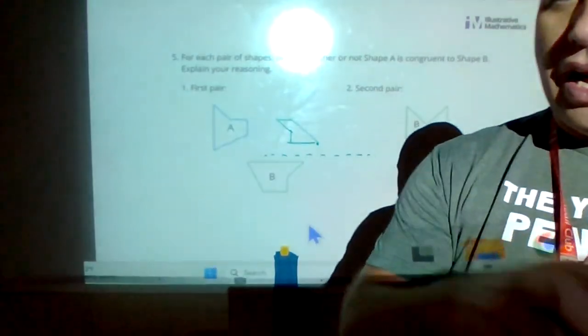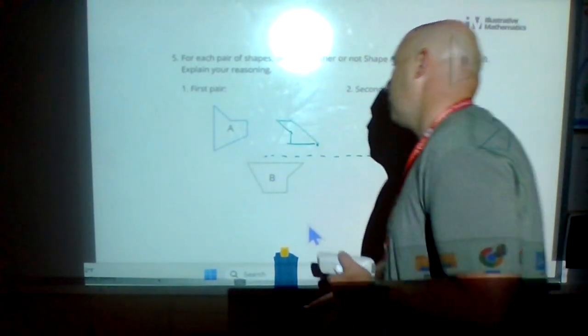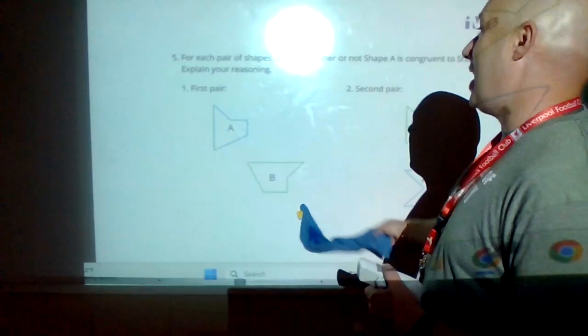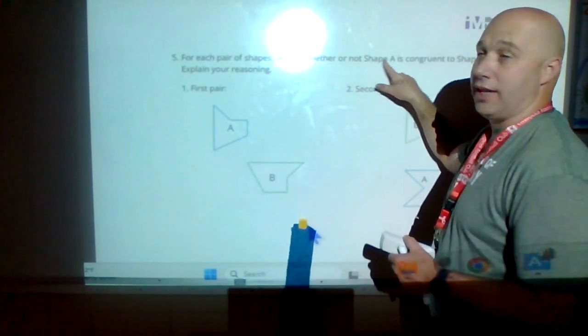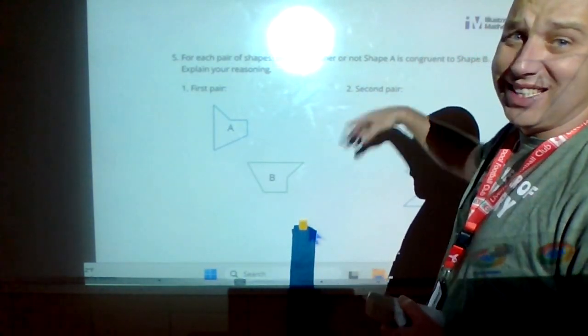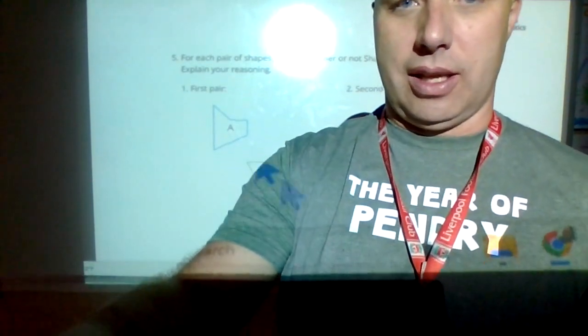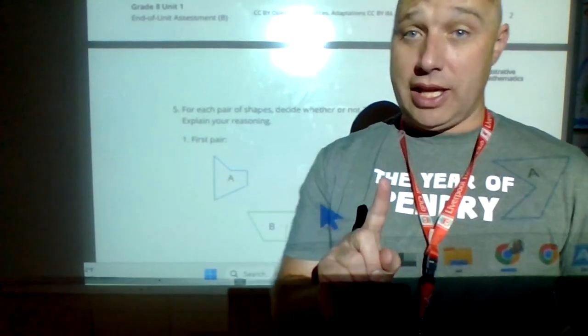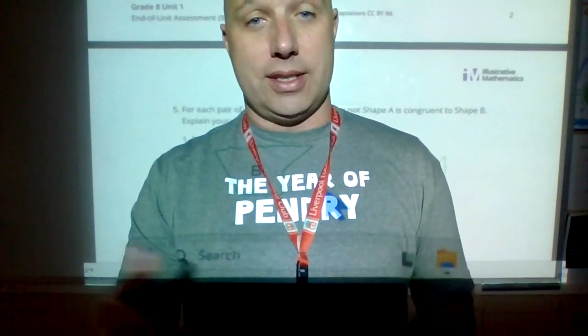Down here, we've got 2 pairs of shapes. In number 5, it says decide whether or not they're congruent. Okay, you have to decide if they're congruent or not. Let me scroll down so you can see that word. We have to decide. So we don't know that they are congruent. We don't know that they aren't. We have to decide. Okay.